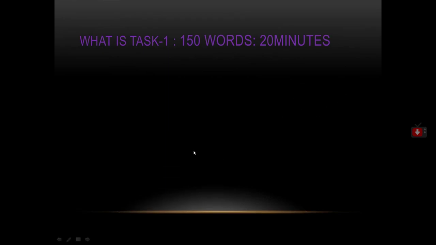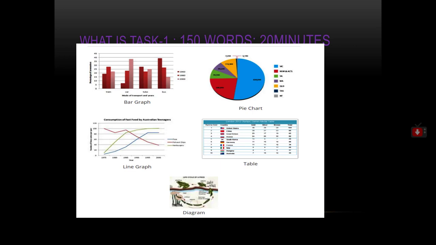Now, what is Task 1? In Task 1, definitely you have to write 150 words, and that will take 20 minutes. Actually, you will get 17 minutes, not 20 minutes, because with 2 minutes you will understand the topic, and with 1 minute you will do revision. So, what are the Task 1 types? Bar graph, pie chart, line graph, table, and diagram. These are the 5 kinds of Task 1. One by one, we will discuss them in our next video.